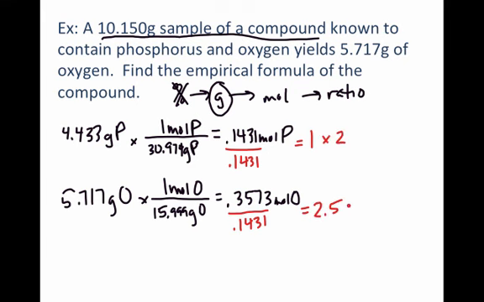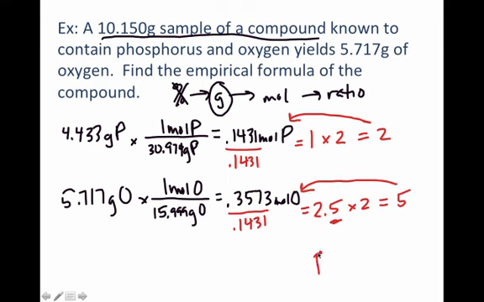So for this one again, we're going to double it because we have this half right here. So this will be 2. 2.5 times 2 is 5. And if we look back here, the elements that we're dealing with, we can make our formula P2O5. Again, empirical formula, is it the smallest whole number ratio? 2 to 5 ratio, yes. Those numbers can't be simplified or reduced at all. That is the lowest whole number ratio. So that's the empirical formula and the answer we were looking for, P2O5.